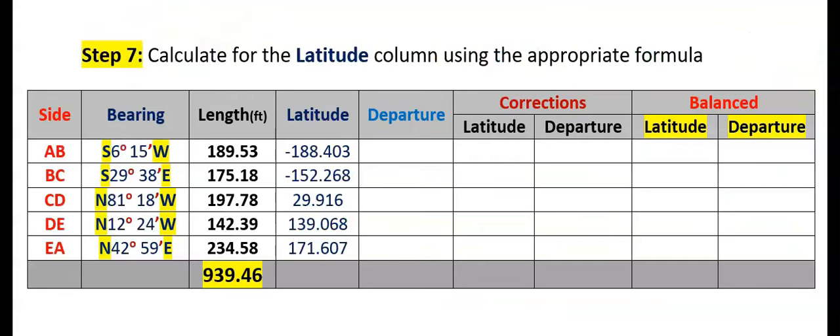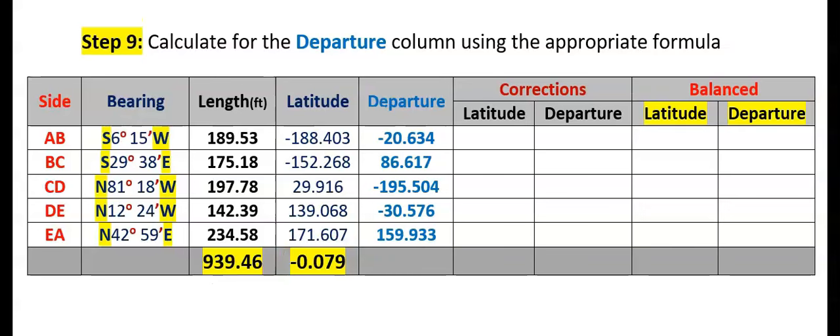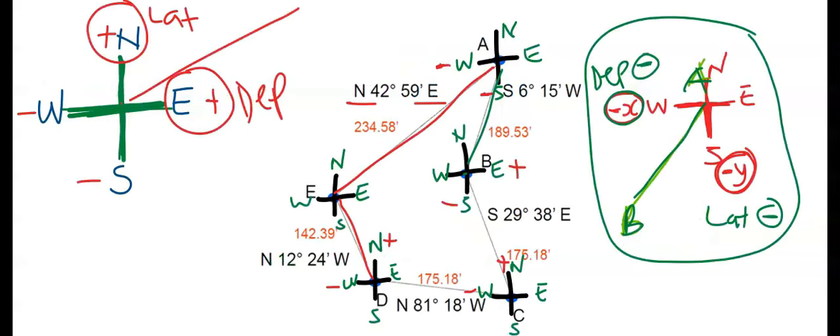In step 7, you are going to complete all the latitudes using the formula, considering whether it's going to be a positive or a negative. Step number 8, sum up the latitude column. You call this the error on the latitude. Remember, this is the total length. In step 9, you're going to calculate for the departure using the departure formula, and you will consider if it's going to be a negative or a positive.